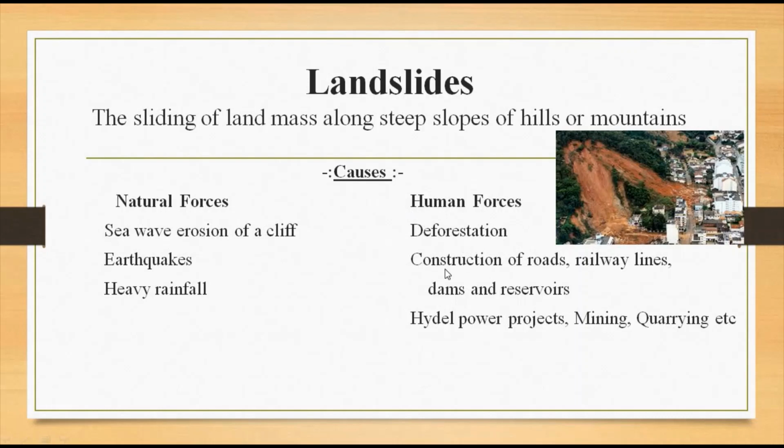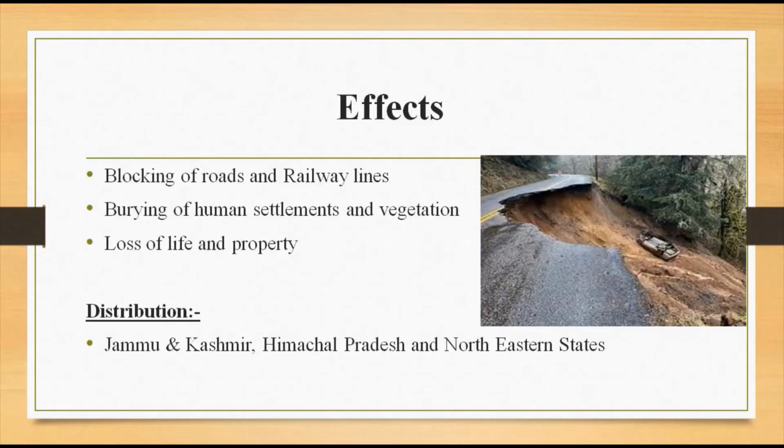So human forces include deforestation, construction of roads, railway lines, dams and reservoirs, hydel power projects, mining, and quarrying. Totally, we want to make profit. We are not looking at the damage that is happening to nature because of all these works we do for our comfort. So these are the causes.